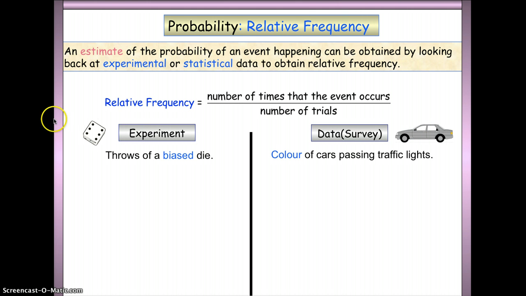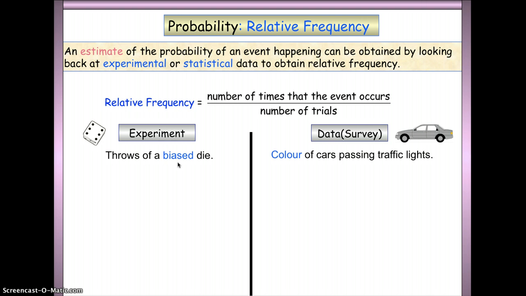So we have an experiment, and this is a survey or by observation. You gather data by observation. In the experiment, you're going to use one die, throw it, and find out the probability of each event occurring. When I say event, you will have 6 different events: 1, 2, 3, 4, 5, and 6. Now, this die though is biased. This is an unfair die, so the result is not going to be fair.